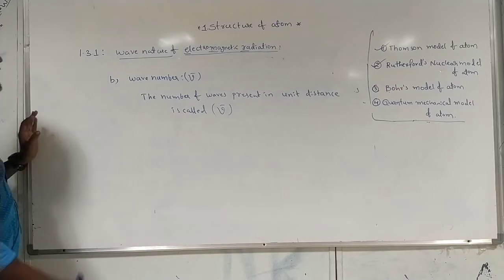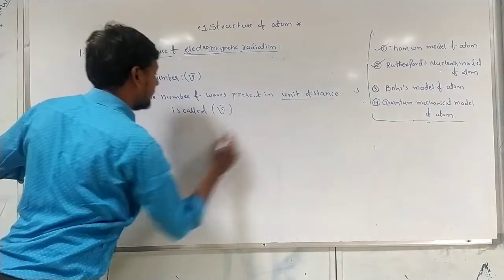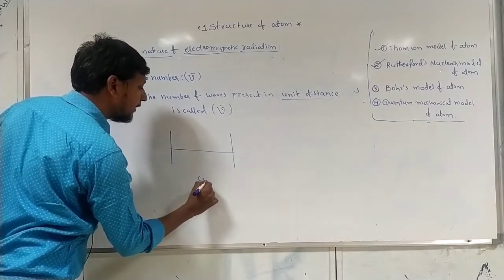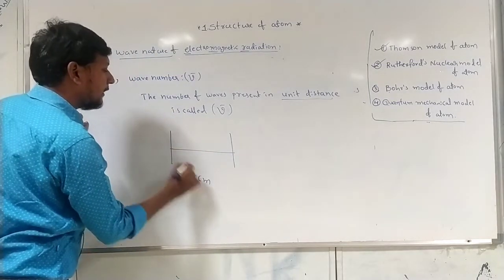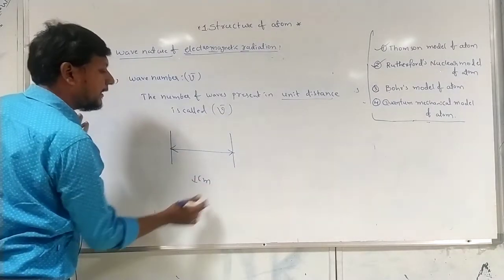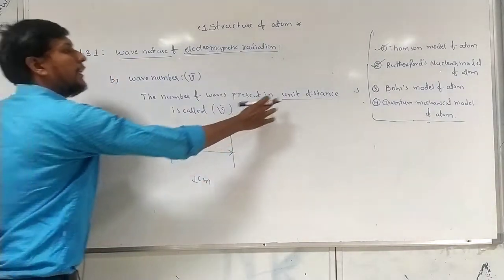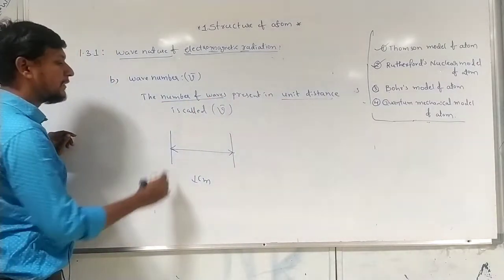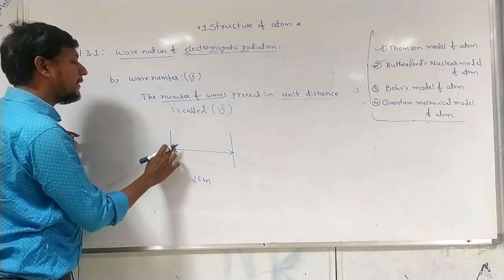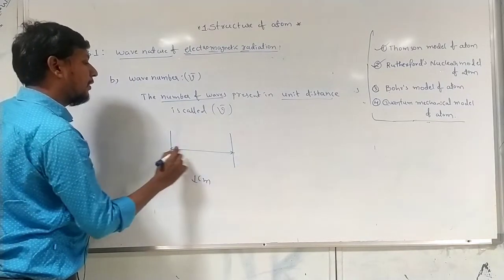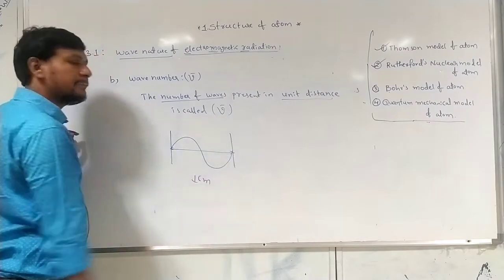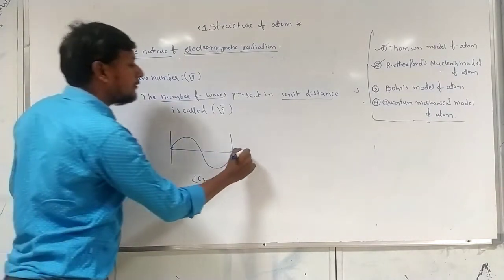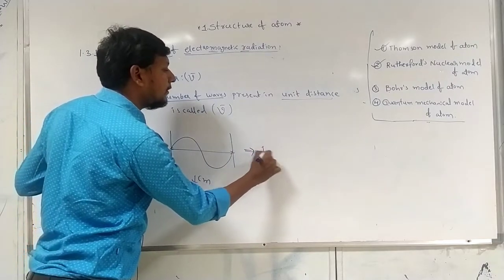For example, I am taking one unit distance, that is 1 meter or 1 centimeter. You have to take any one. In a unit distance, how many waves are present? For example, in 1 centimeter distance, if 1 wave is present, then the wave number is equal to 1.